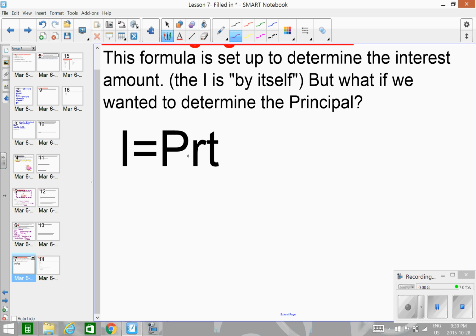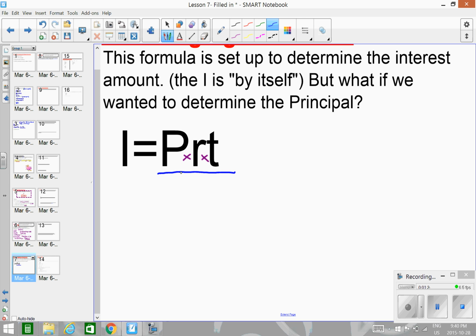So remember, in between, when there's no symbol, that means it's multiplying. So we're going to treat this just as if there were numbers there. So we want to get this P by itself, but we need to unmultiply. We need to undo this multiplication. We need to do the inverse. So the inverse or opposite of multiplication is division. And I write that as a fraction.